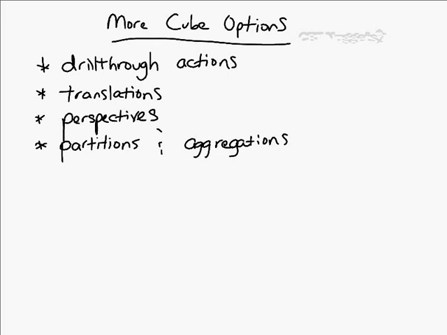In this nugget, we're going to talk about more cube options so you can fully harness the power of these cubes. The first thing we'll talk about are drill-through actions. You might want to get more detailed information about what's in a particular cell. So with your drill-through actions, you'll be able to right-click on a cell in your cube browser and then find out the details.